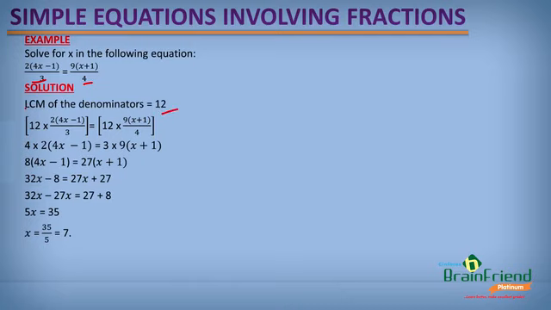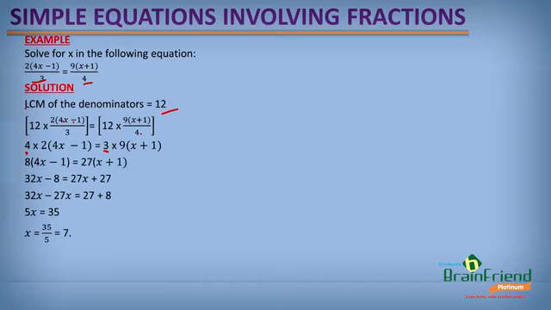The next step is to simply multiply the LCM by each term on the right-hand side and the left-hand side of the equation. So we have 12 times 2 times (4x minus 1) over 3 is equal to 12 times 9 times (x plus 1) over 4. After multiplying, we are left with 4, because 12 divided by 3 gives us 4, and then we have 2 times (4x minus 1) is equal to 12 divided by 4, which gives us 3. So we are left with 3 times 9 times (x plus 1).